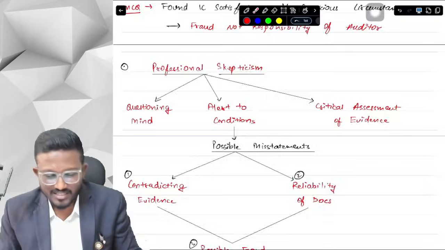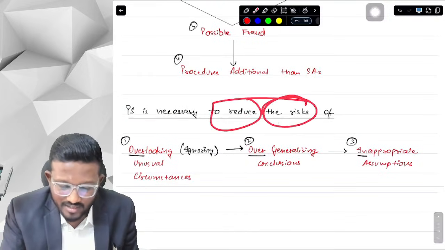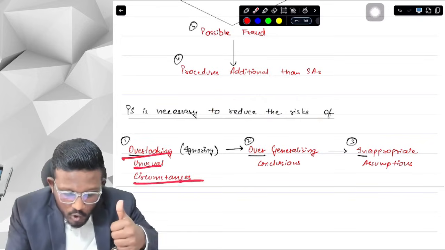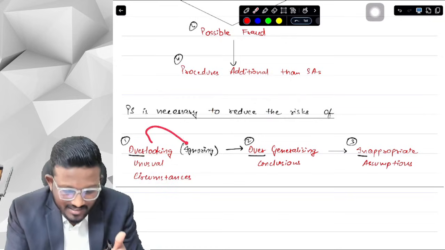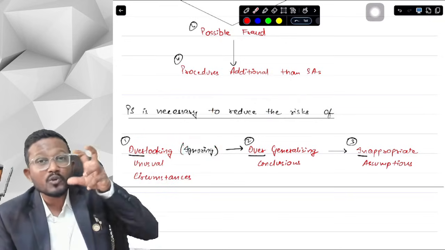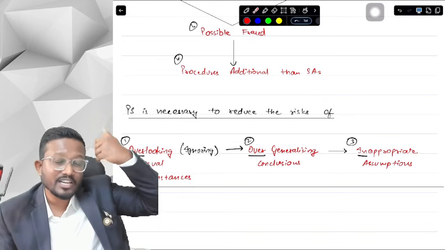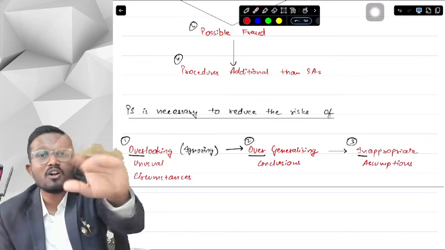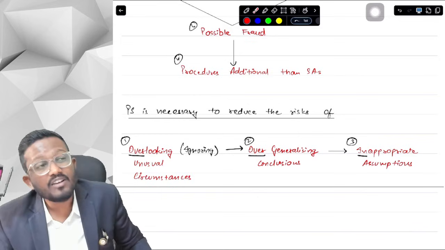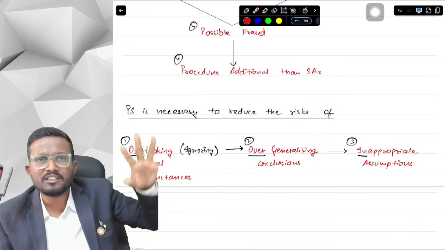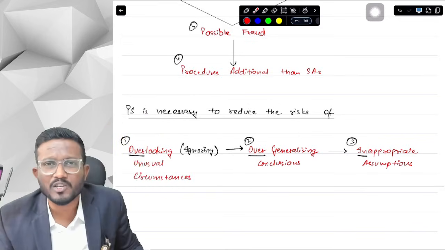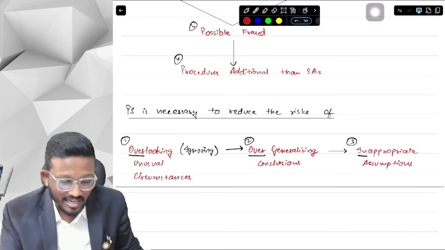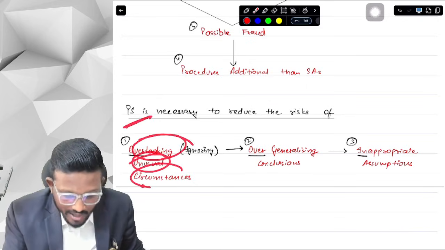So professional skepticism is necessary if we want to reduce the risk. Which kind of risk, sir? First of all, the risk of overlooking unusual circumstances. Overlooking means ignoring that there is an unusual circumstance. We had transactions with this particular related party for the last 10 years, but this year we are not having any transaction with this related party, and we are just ignoring this situation. We are not asking any questions to the management. So this is a fatal thing. This can prove wrong. So we need to maintain professional skepticism so that we don't overlook unusual transactions.